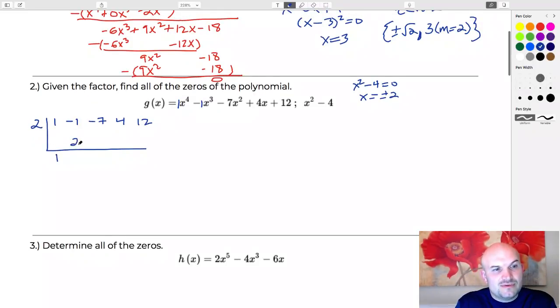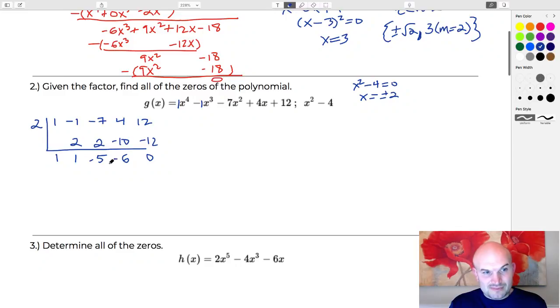1 times 2 is going to be 2. Multiply on the diagonals, add on the vertical. -1 plus 2 is 1. 1 times 2 is 2. -7 plus 2 is going to be a -5. -5 times 2 is -10. 4 plus -10 is -6. -6 times 2 is -12. So again, we get the remainder, which we're good.